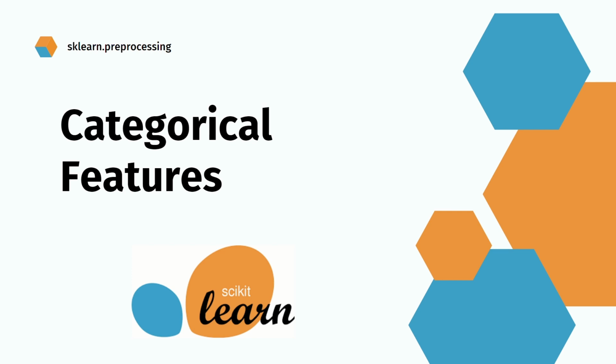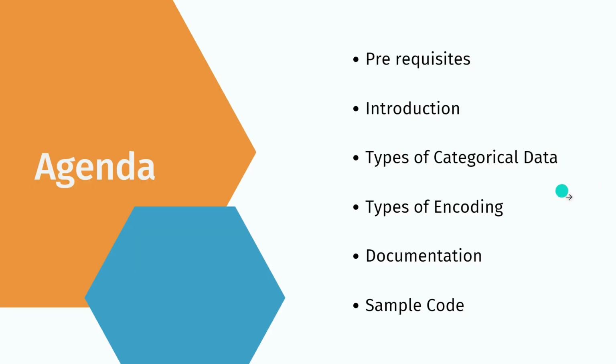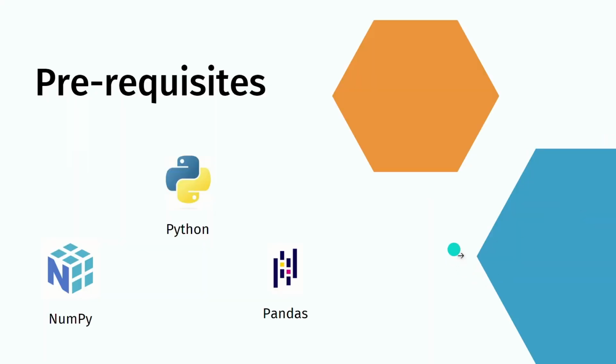Today we are going to talk about categorical features, or how to handle them, basically how to encode them. So let us see the agenda for this video. We'll see the prerequisites, introduction, types of categorical data, types of encoding, some official documentation, and then we'll look at the sample code. The prerequisites are Python, NumPy, and Pandas, just like almost every other video in this module.